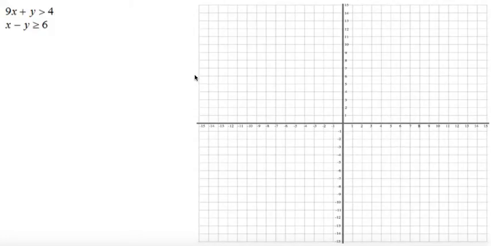Example 20, solve the linear system of inequalities. Give one example of a solution and one example of a non-solution. So in order to graph these two inequalities, we have to get them in slope-intercept form. So I'm going to do that to the first one.